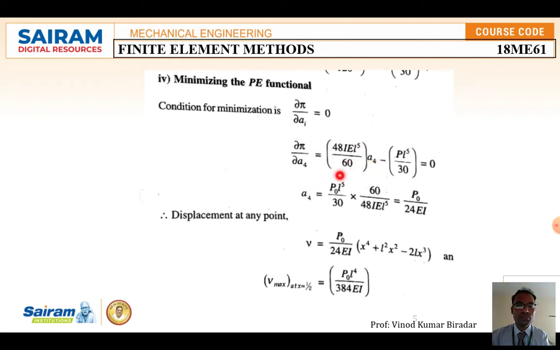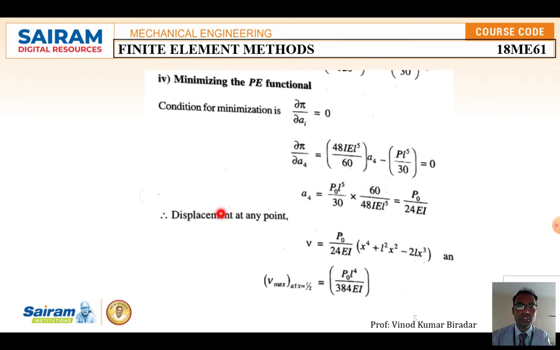So here a4 is equal to what? You simplify, and you are going to get P naught L to the power of 5 by 30 into 60, the 60 going to the top, divided by 48 EI L to the power of 5. The 30 cancels, and we get 2, and again 2 divided by 24 gives P naught divided by 24 EI. So this is the a4 value you got.